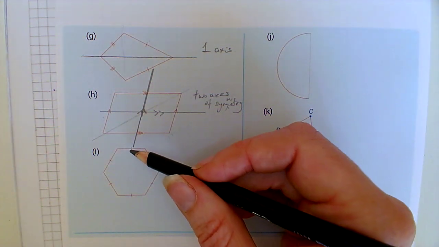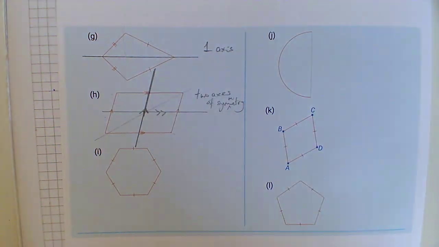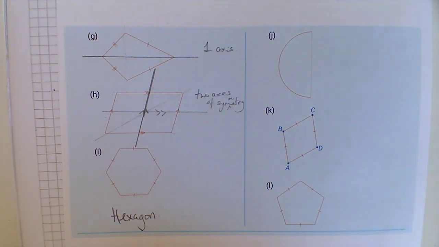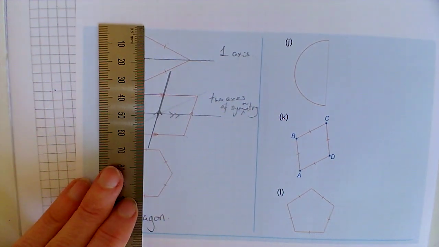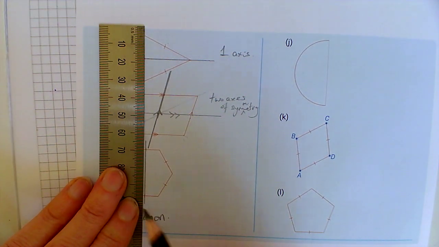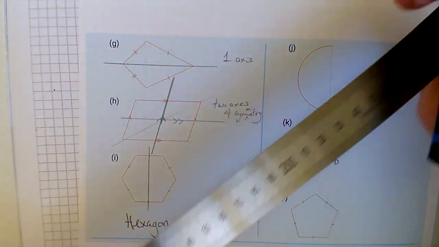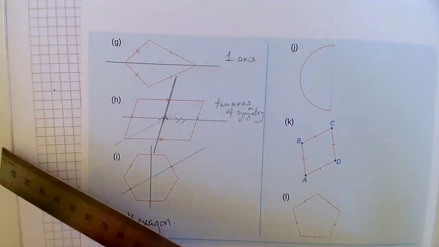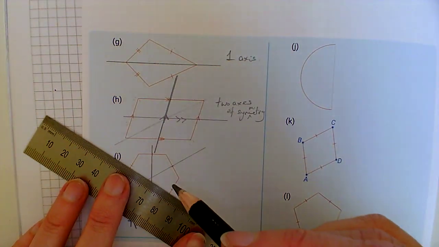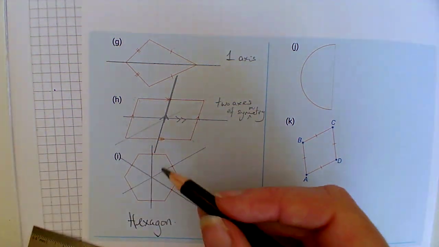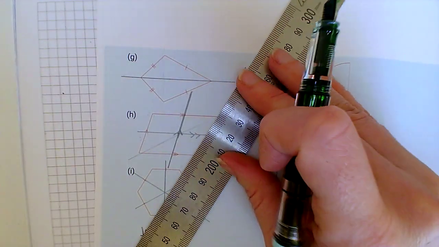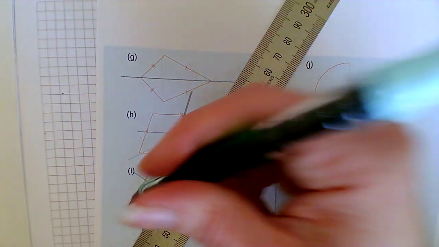What about this shape here? 1, 2, 3, 4, 5, 6. It's a hexagon, 6 sides. So a hexagon does indeed have an axis of symmetry joining any 2 of the straight edges to each other. That will go through the center. 1, 2, 3. What about if I joined, let me just do this in a different color to make it clearer, the opposite vertices to each other? That also makes a mirror image.